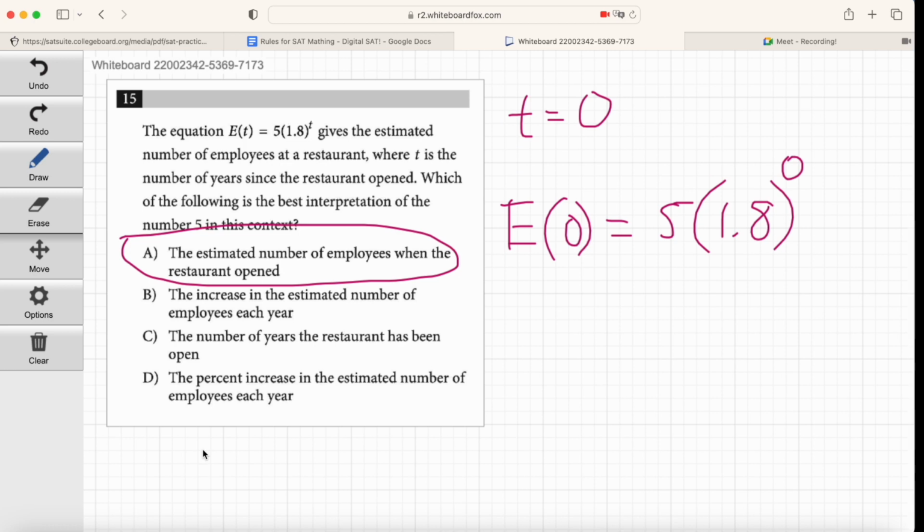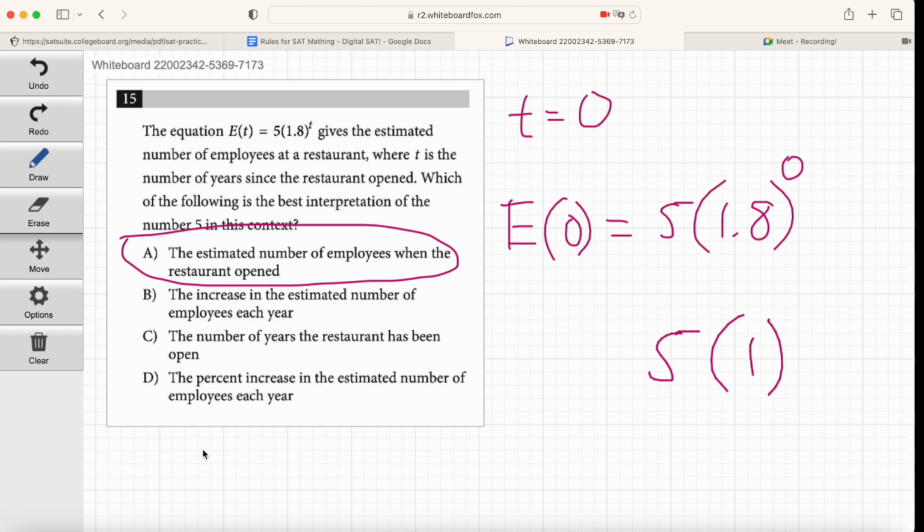I want you to punch this in your calculator. Do you know how to raise stuff to powers on your calculator? We were just talking about roots. Yeah. Raise 1.8 to the power of 0. Tell me what you get. 1. You get 1. Anything to the power of 0 is 1. So that just gives us 5 times 1. Does that make some sense?